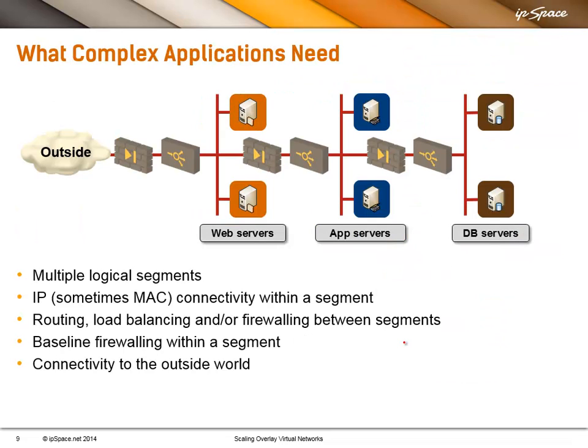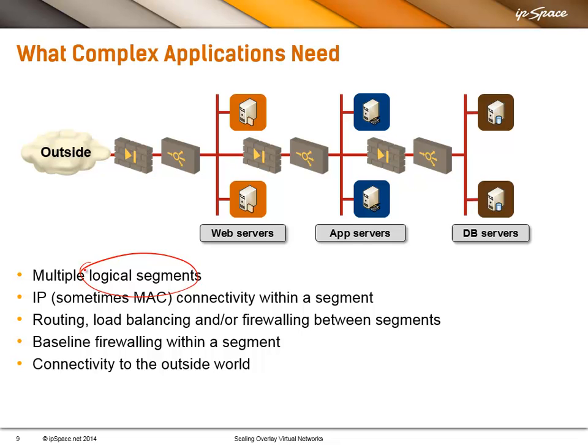What a typical complex application needs are multiple logical segments. I'm not saying they are VLANs, I'm not saying they're subnets. They could be implemented with security groups, but every complex application would need multiple logical segments. Hopefully, the application has been written in the last few years, so it only requires IP connectivity within a segment and between segments. Sometimes you still have to deal with the old stuff that requires MAC level connectivity for heartbeats or what have you. Then you have to provide routing between segments.